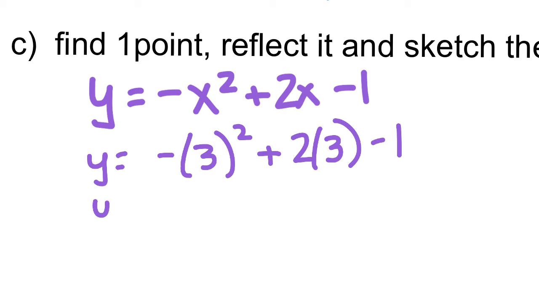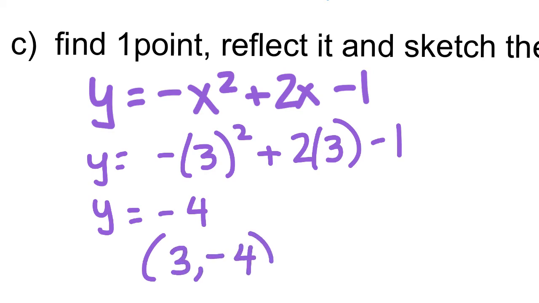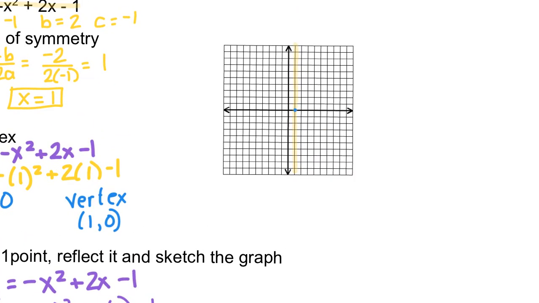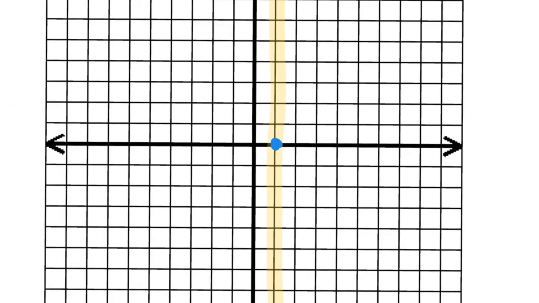So when I evaluate this, I find that y is equal to negative 4. So one point on the parabola is (3, -4). So let's go sketch that. Now, did that surprise you? It looks like it is opening downward. And remember that this is reflected. So we're finding the other point by plotting it 3 from the axis of symmetry, since the other side is 3 away as well.